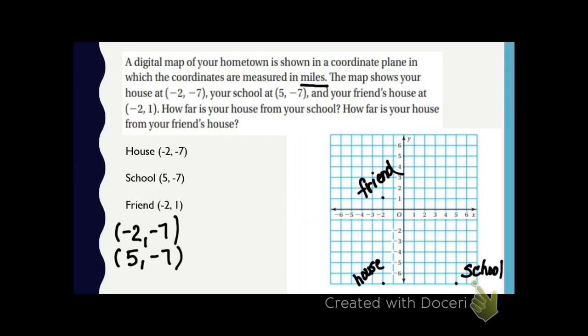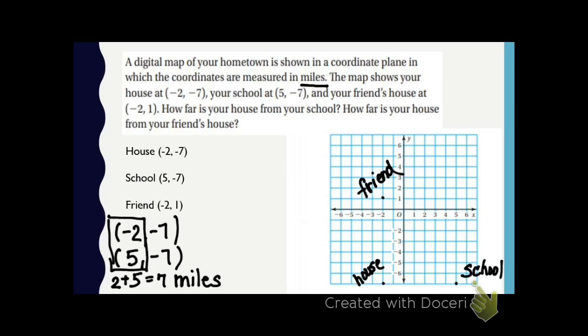Okay, which two coordinates are different? The x ones are, aren't they? These two coordinates are different. I have a positive and a negative. Are they in the same quadrant? No, they aren't, so I'm going to add their absolute values. The absolute value of -2 is 2, and the absolute value of 5 is 5. And 2 plus 5 equals 7 miles. Well, I know it's miles because they told me that's my unit. 7 units, or 7 miles in this case. So my house is 7 miles from the school.